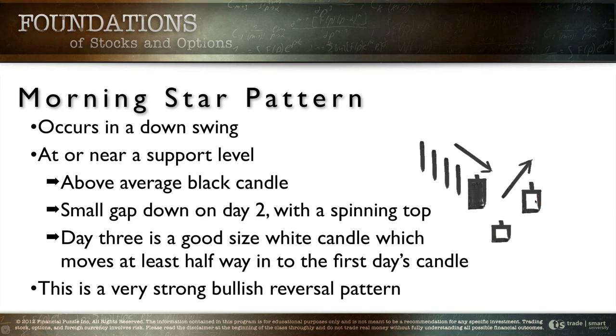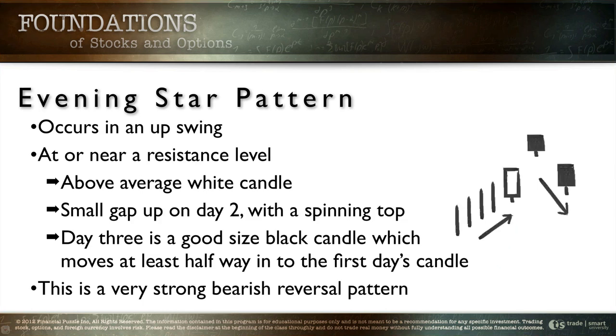Now, if you turn that upside down, you've got the evening star reversal pattern. And again, it's the same kind of concept here. We'll be in an upswing. We'll be at or near a resistance level. We get an above average size white candle. We're going to have a small gap up next day, and we'll end up with a small true gap in here, okay? And then on the third day, we've got a good-sized black candle, which comes in and moves at least halfway into the first day, right in through here.